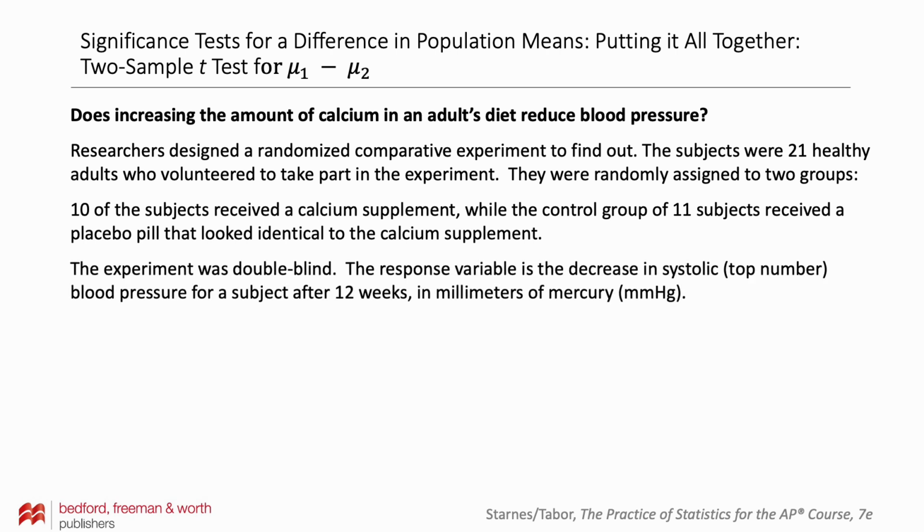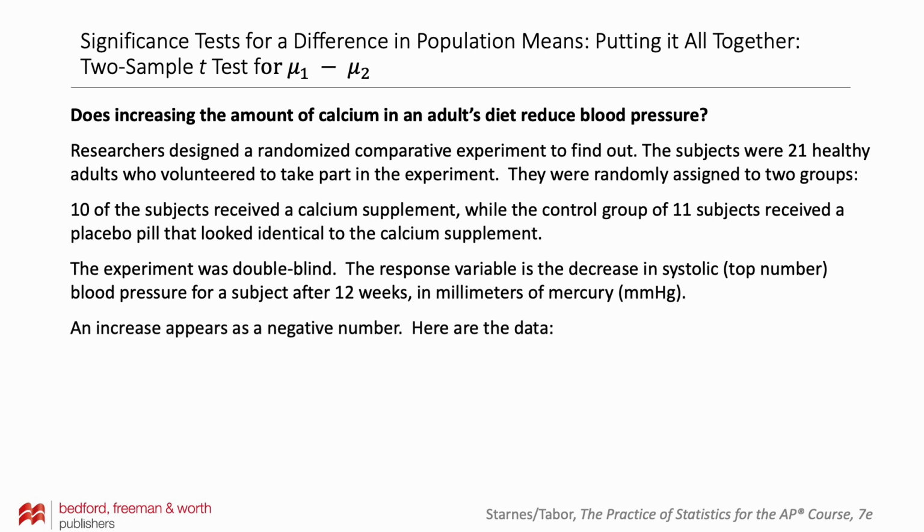The experiment was double-blinded. The response variable is the decrease in systolic, top number, blood pressure for a subject after 12 weeks in millimeters of mercury. So it's that top number when they do your blood pressure.